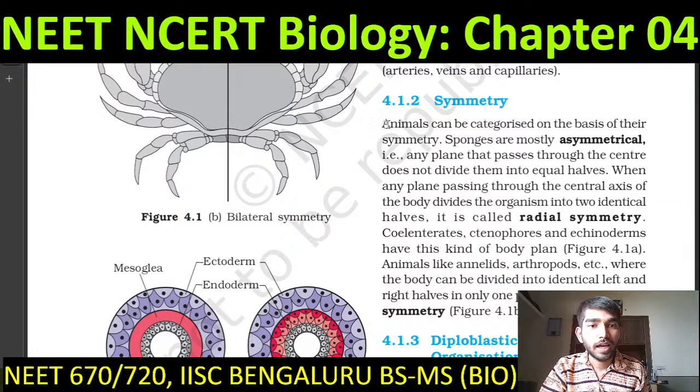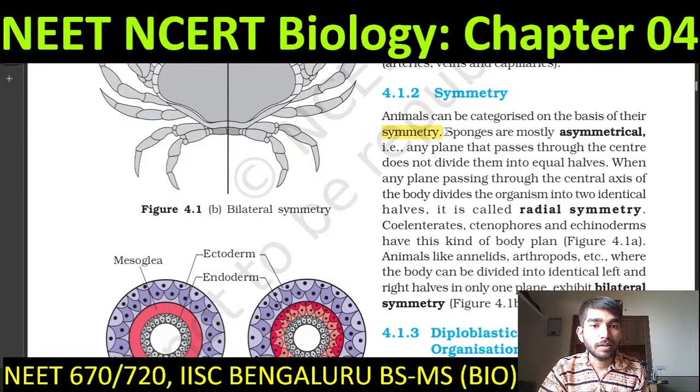Next is symmetry. Animals can be categorized on the basis of their symmetry. Symmetry means if you draw a line or a plane, can you divide the organism in two equal parts or multiple equal parts? Based on that, you can classify the organism as symmetrical or asymmetrical.